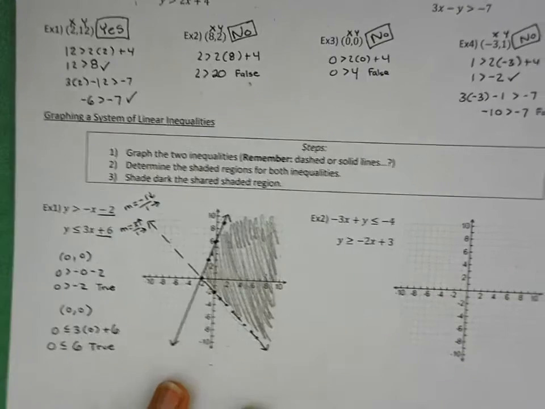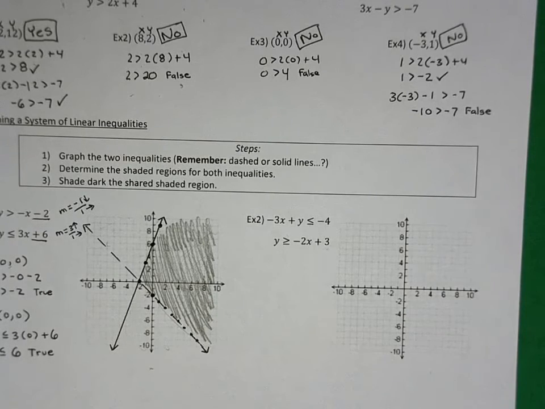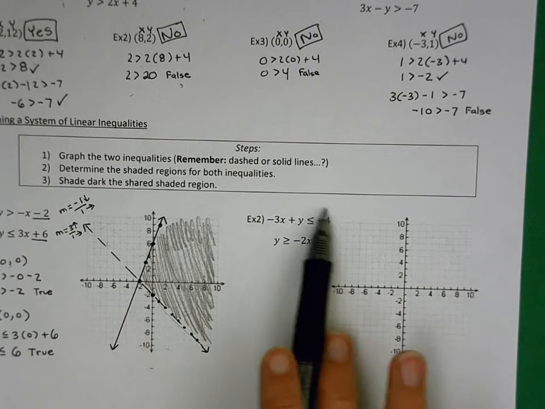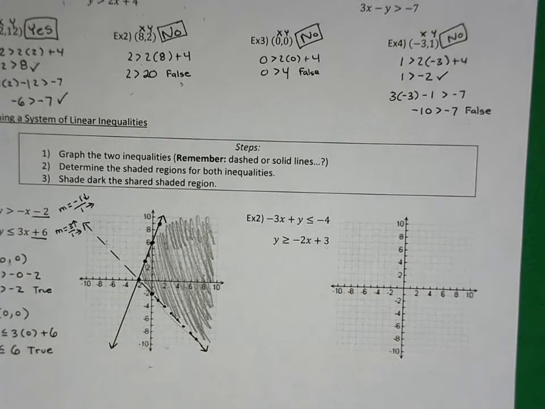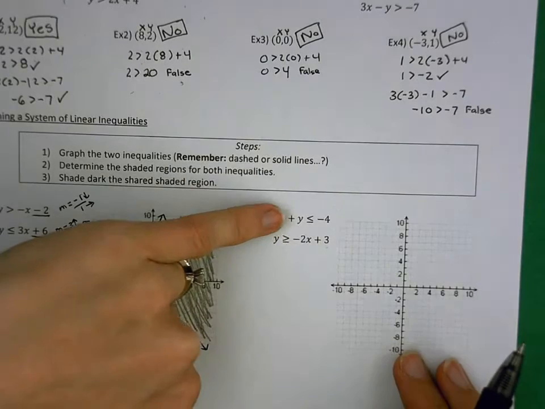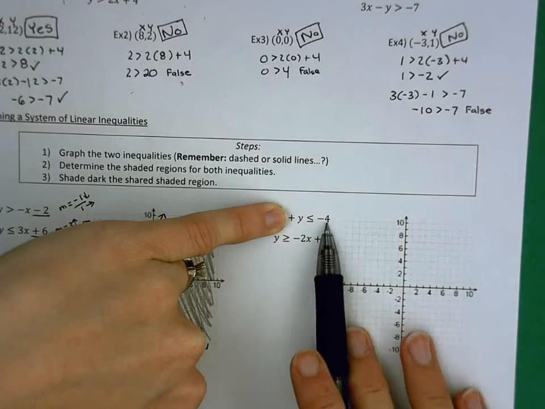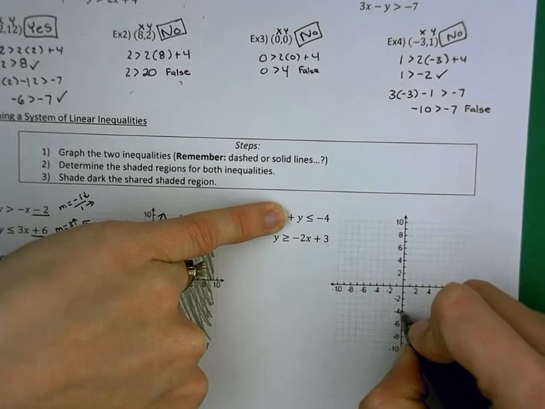Okay, so next one we have negative 3x plus y is less than or equal to negative 4. This one's in standard form, so you have a couple of choices here. One, you can graph in standard form, or you could turn this into slope-intercept if you prefer. Again, it's going to be your choice with this one. I usually just graph in standard form. Okay, so negative 3x plus y, if I determine my y-intercept, cover up that x, we get y equals negative 4. Here's my y-axis, y equals negative 4, right there.